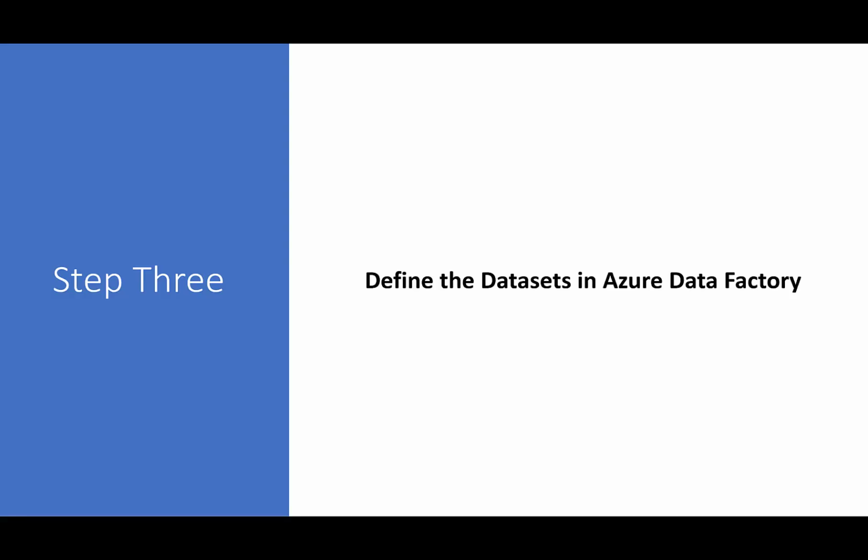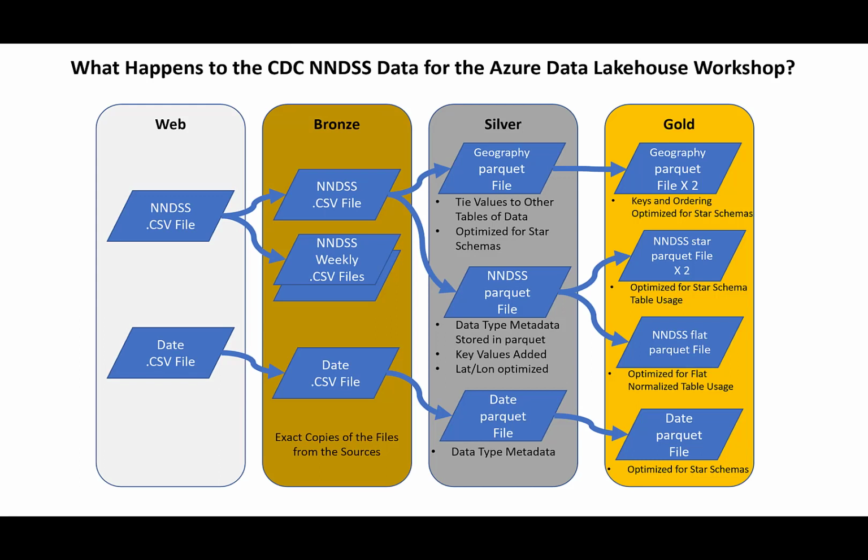Step number 3, defining the data sets for the Azure Data Factory. Based upon the rapid prototyping that we just walked through, here's a diagram of the different data sets that we'll need to define in Azure Data Factory. The first layer will actually be pulling from the web, and then the subsequent layers will be within the bronze, silver, and gold layers of the Azure Data Lake. From the web, we'll be pulling the CDC data and a date table that I have in a GitHub repository. Both of those are CSV files.